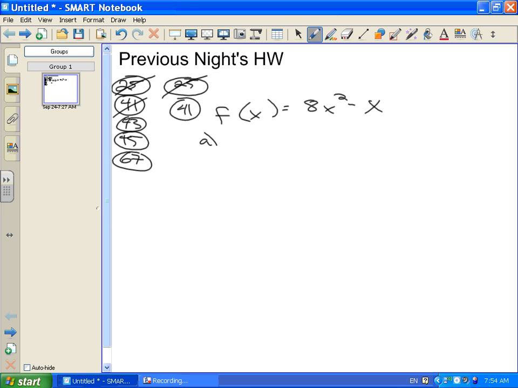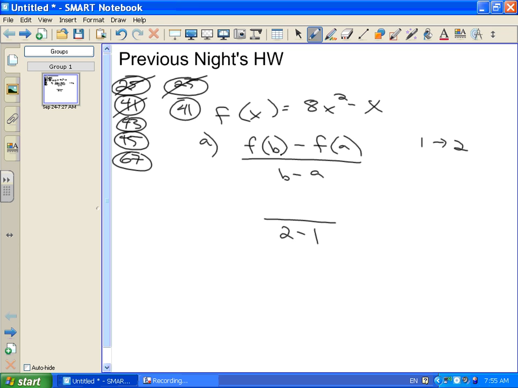Okay, this one had 3 parts to it. For A, we're looking from 1 to 2, right? This is this formula. Right, so for A, we're looking from 1 to 2. So I'm going to have 2 minus 1 in the denominator. When I plug 2 into my function, I'm going to get 4 times 8, that's 32, minus 2, that's 30. Minus, when I plug 1 in there, I'm going to get 8 minus 1, that's 7. So I get 23 over 1. That's a very steep slope.